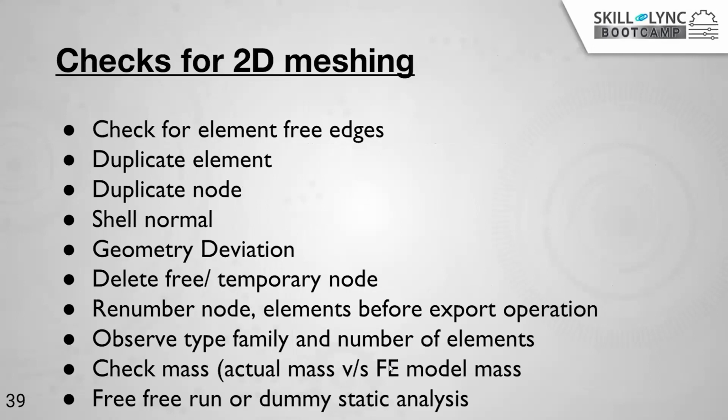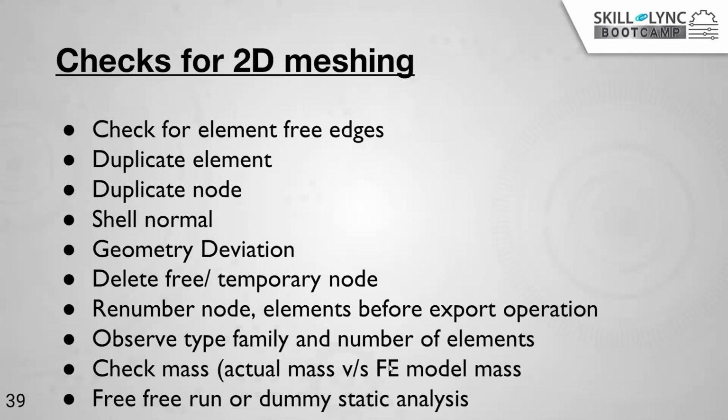Okay. Now checks for 2D meshing. So suppose you have meshed the element. Now you want to check before submitting to the client whether the mesh quality is correct or good or not. So for that, you can first of all check for free element edges, duplicate elements, duplicate nodes, shell normals, geometry deviation. And see, while meshing in Hypermesh, while carrying out splitting operations, you might be creating some temporary nodes or free nodes. So that you need to delete.